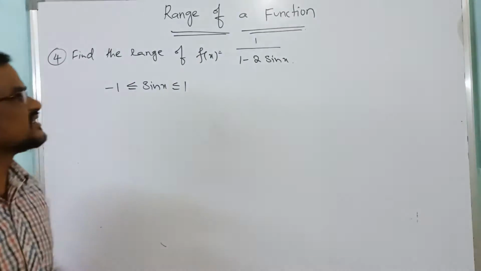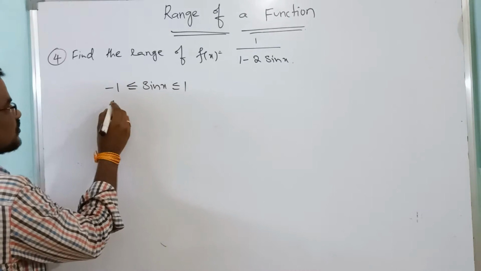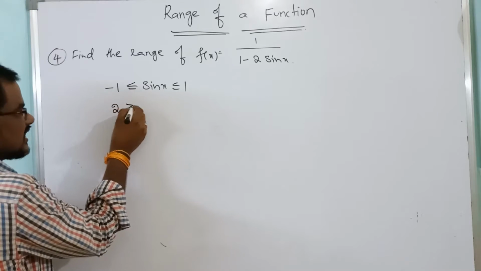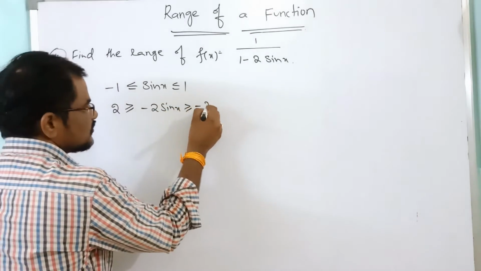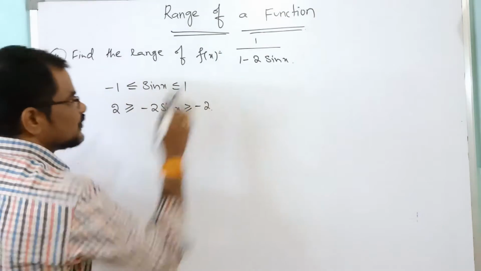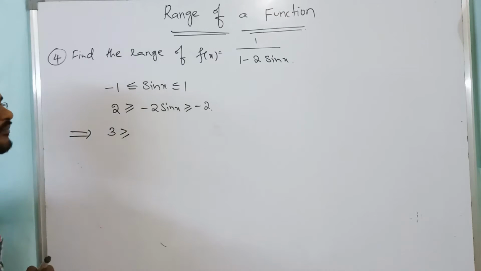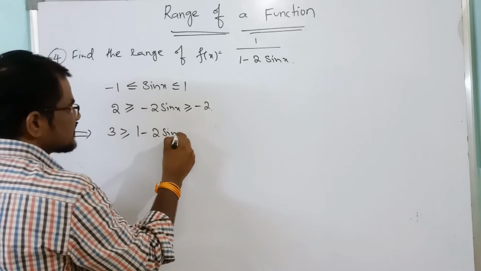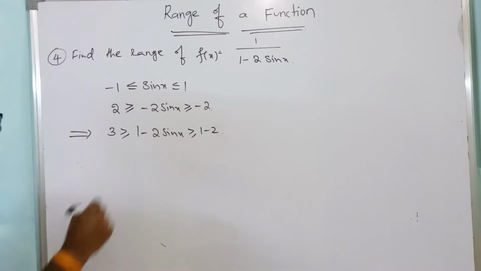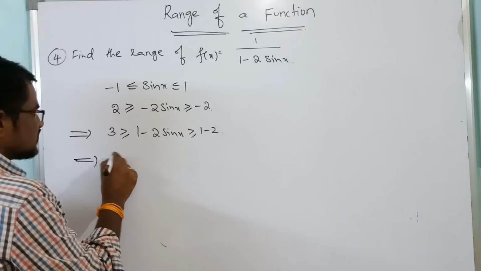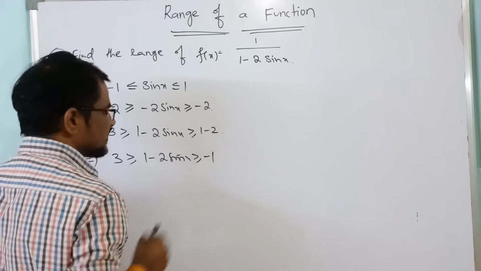But here minus 2 is there. Multiply with minus 2. If you multiply with minus 2, what will you get? Less than or equal to becomes greater than or equal to: minus 2 sin x greater than or equal to minus 2. Again add 1. So 1 plus 2, 3 greater than or equal to 1 minus 2 sin x greater than or equal to 1 minus 2. Now that implies 3 greater than or equal to 1 minus 2 sin x greater than or equal to minus 1.